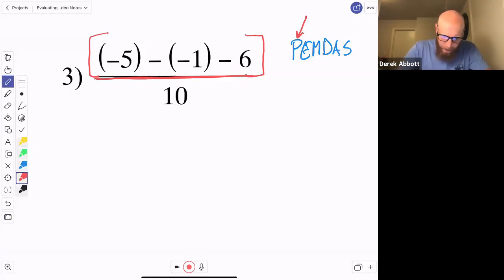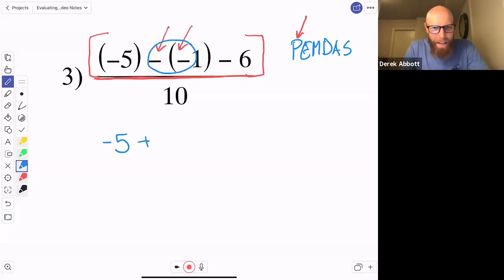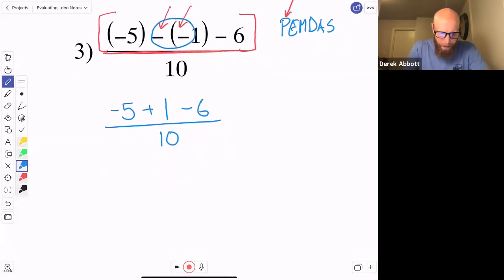Depending on how you look at this, this right here is a minus, a negative. So we can consider that multiplication because we can multiply those two things together, or we consider it just changing the signs. So I'm going to go with the change method. So really what I have is -5 plus, and that's taking care of the minus negative. Minus a negative is the opposite of negative, which is a positive. Plus 1 minus 6, all still divided by 10, right? So that's kind of what that looks like.